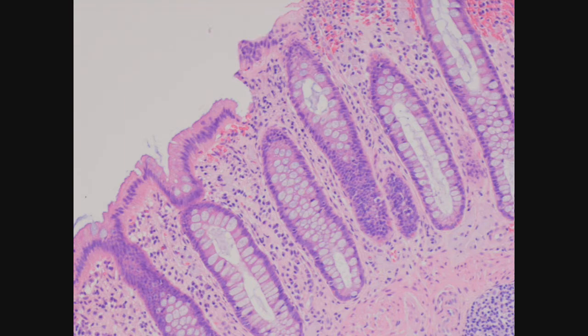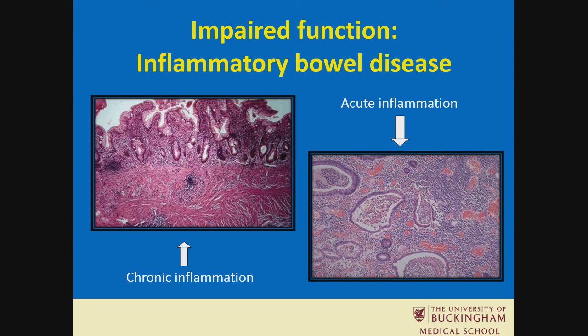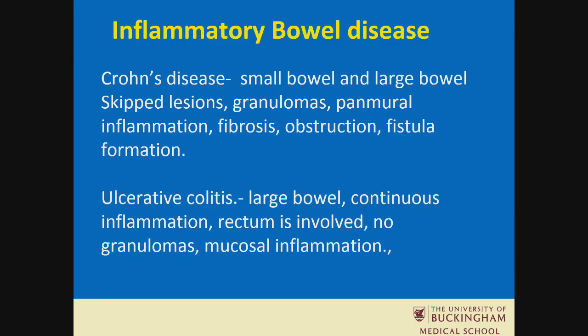So this is normal colonic mucosa. The crypts are all arranged parallel, and there are some inflammatory cells as well. Crohn's disease affects the small bowel and large bowel. Ulcerative colitis mainly affects the large bowel, and it is continuous inflammation. Crohn's disease is skipped inflammation.